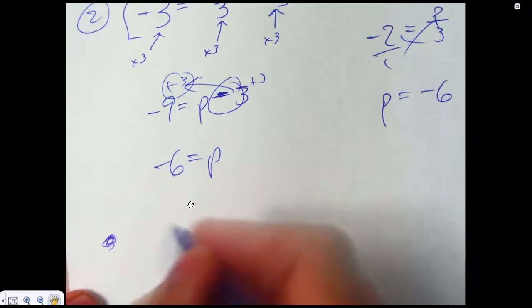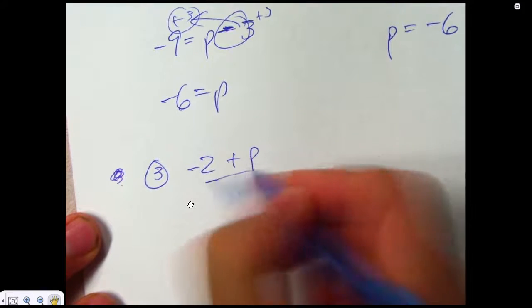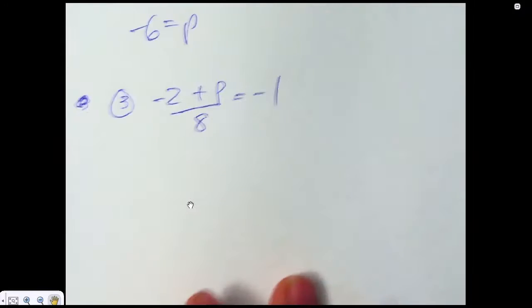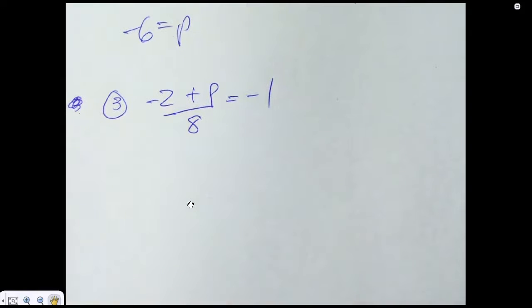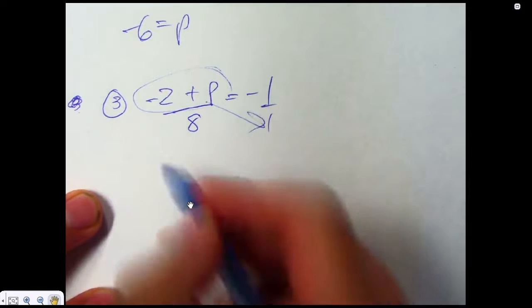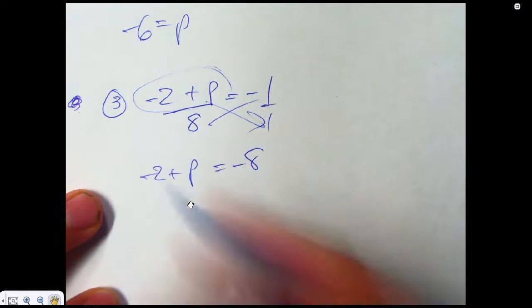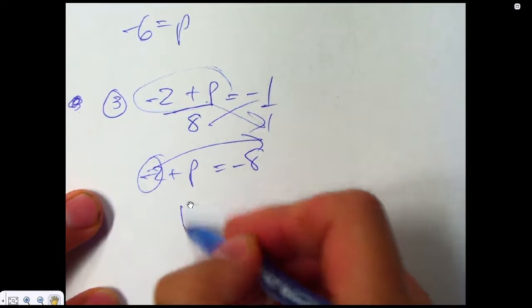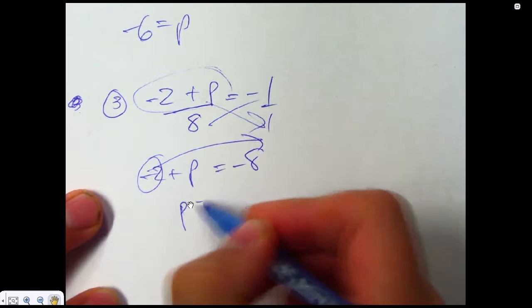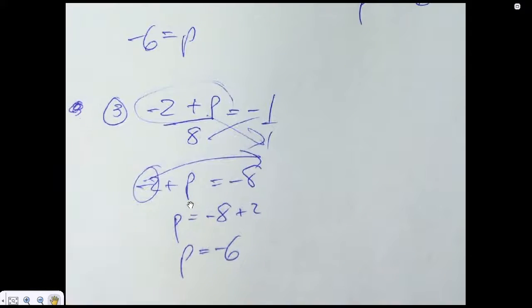This is, I believe, number 3 on your worksheet. So negative 2 plus p over 8 equals negative 1. This is really similar to that first one, so you can multiply both sides by 8. You could throw this over 1 and cross multiply, which I think is probably easier for most people. So that times 1 is still negative 2 plus p. Those 2 multiplied together is negative 8. Move that over there by adding 2. Negative 6 again.